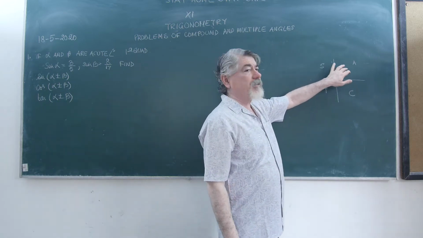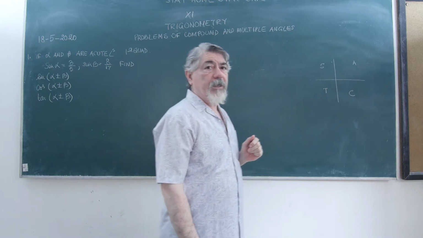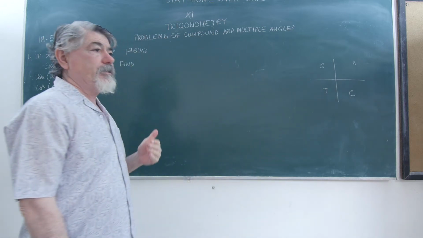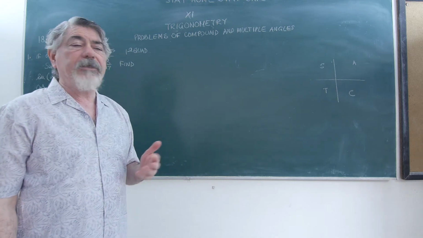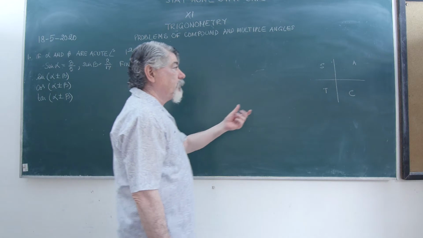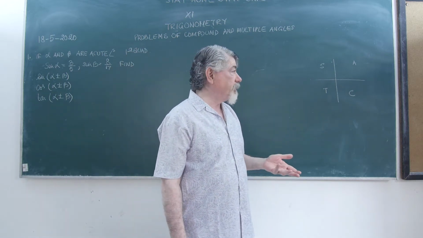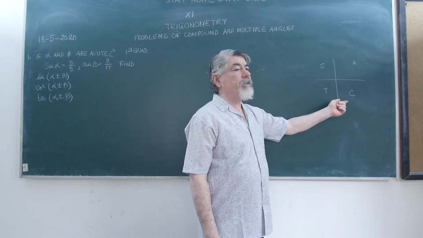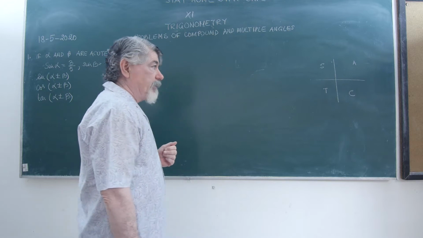All the trigonometric ratios in the first quadrant are positive. In the second quadrant only sine and cosec are positive, the rest are negative. In the third quadrant tan and cot are positive, the rest are negative. In the fourth quadrant cos and sec are positive and the remaining are negative.